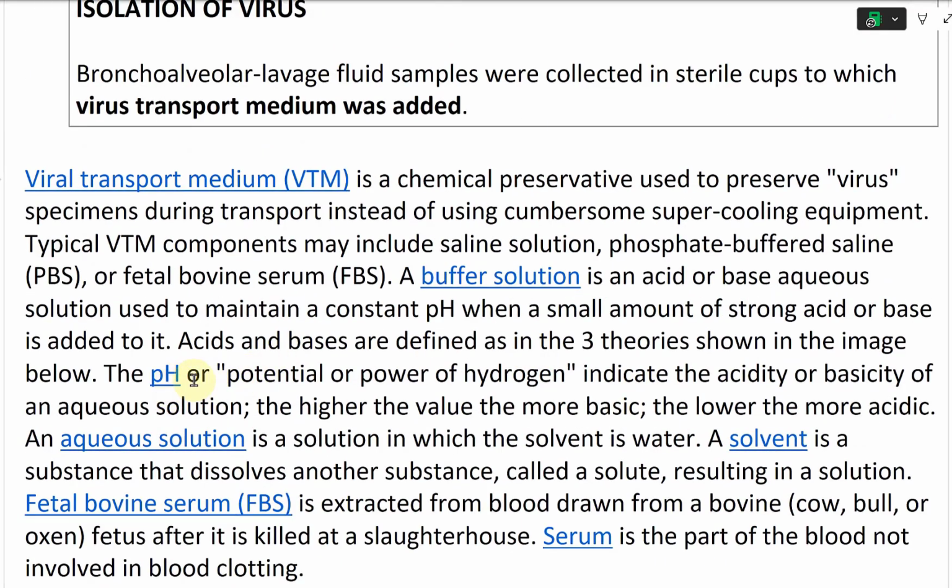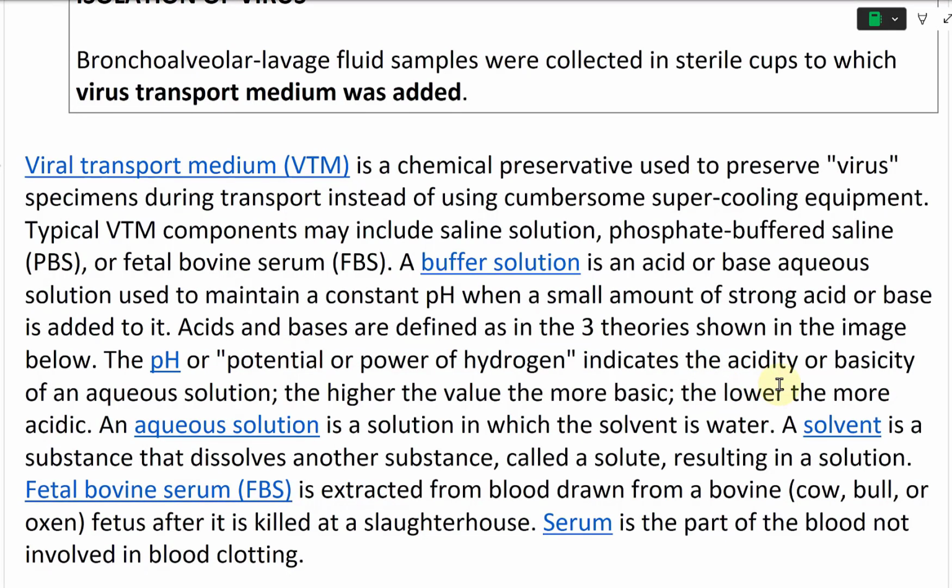All right, and now the pH, or potential or power of hydrogen, indicates the acidity or basicity of an aqueous solution. The higher the value, the more basic, and the lower, the more acidic. And an aqueous solution is a solution in which the solvent is water. And a solvent is a substance that dissolves another substance called a solute, resulting in a solution.